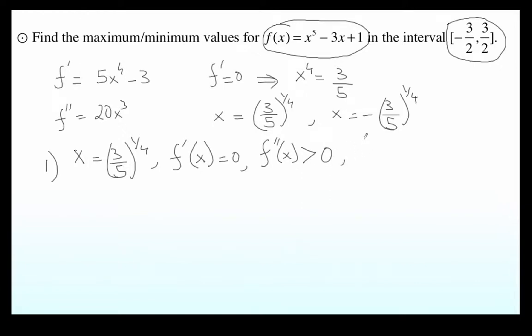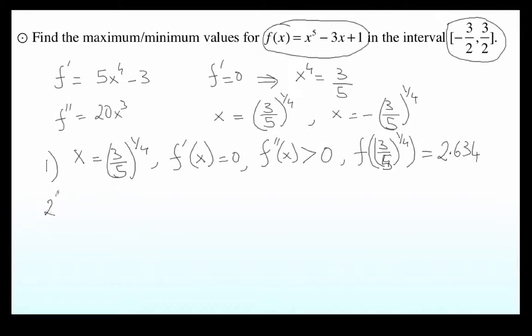We can put in 3 over 5 to the power 1/4 and find out what the value of the function is at that point. And if I do that, then we find that the value is 2.634. That I did with the help of a calculator.